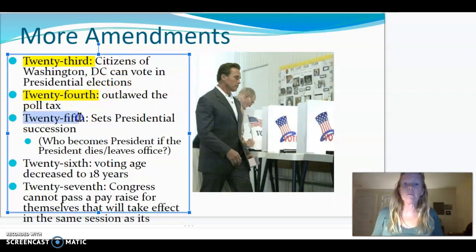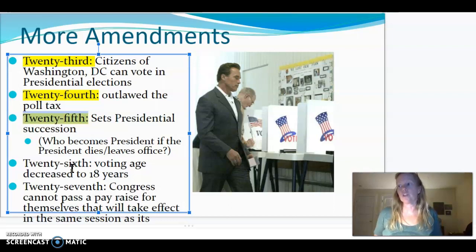The 25th Amendment, this is going to happen coincidentally around the Nixon administration, not because of his dealings in Watergate, but the 25th Amendment is going to set the order of presidential succession. That means who becomes president if the president dies, leaves office, etc. There's some other provisions in this, but we're keeping it simple here. So 25th Amendment, presidential succession.